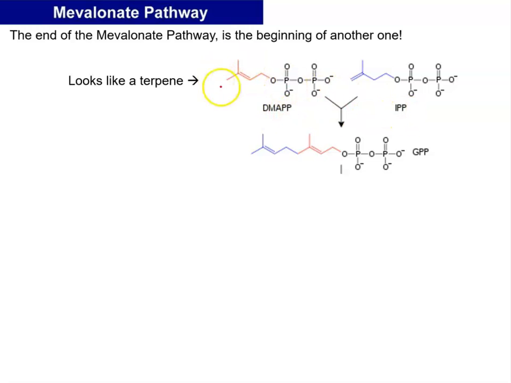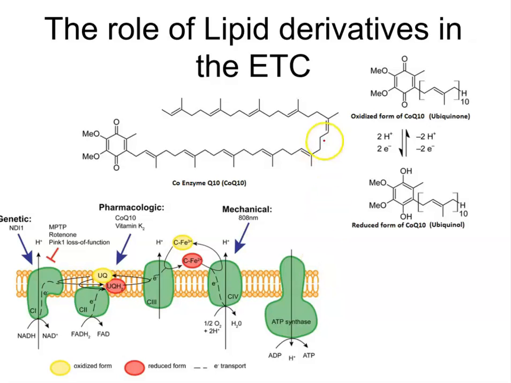You'll notice that DMAPP and IPP look like terpenes, so they're related biochemically. They're long chains with a carbon off to one end and then double bonds around that. During the initial stage of this pathway, you actually start to glue these components together. You see that red component and the blue component, the DMAPP and the IPP. We're gluing them together and making longer and longer chains. As we make those long chains, you can see this repetitive component as well.